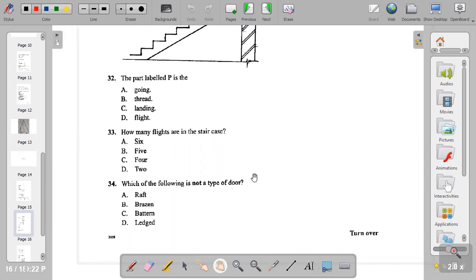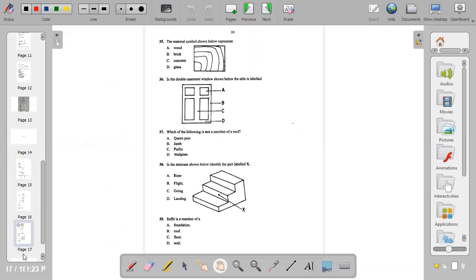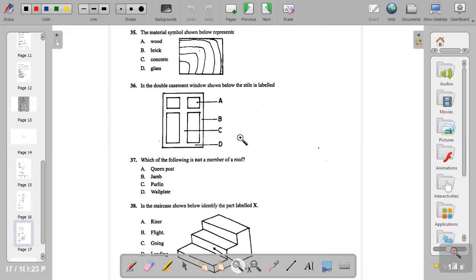I'll move on to question 34. Which of the following is not a type of door? A, raft, B, brace, C, button, D, ledge. It should have been batten. We have ledge, brace, and batten door, but we don't have raft door. We have raft foundation. So the answer to question 34 is option A.